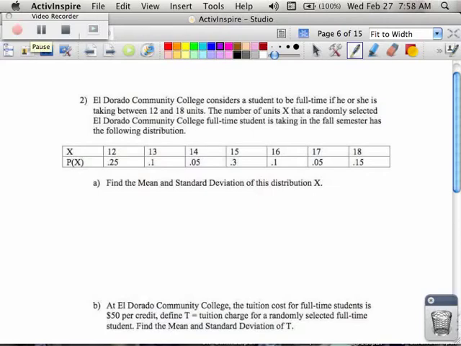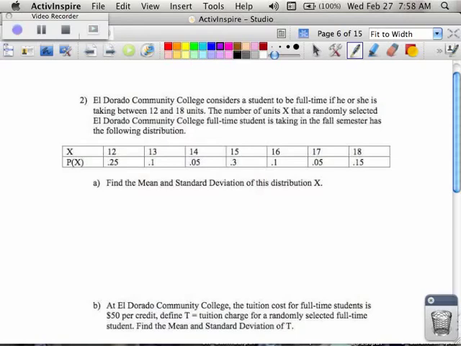In this second example, El Dorado Community College considers a student to be full-time if they have 12 to 18 units. The number of units X of a randomly selected El Dorado College full-time student taking fall semester has this distribution. And we want to find the mean and the standard deviation. So this is actually what we did yesterday.